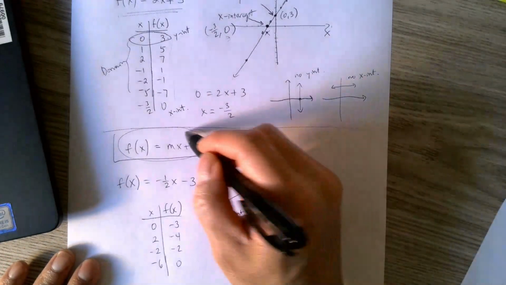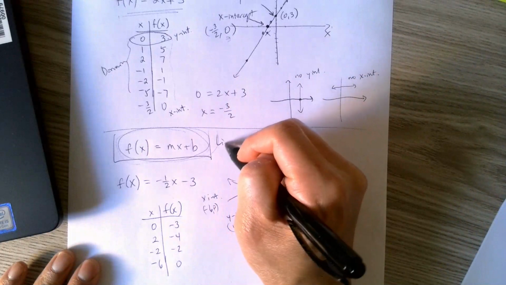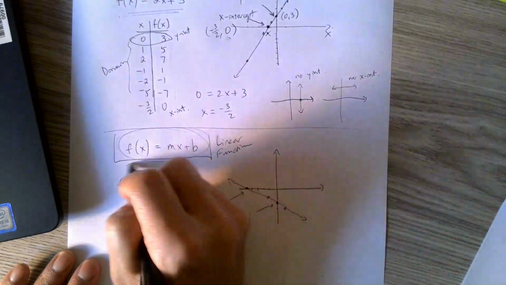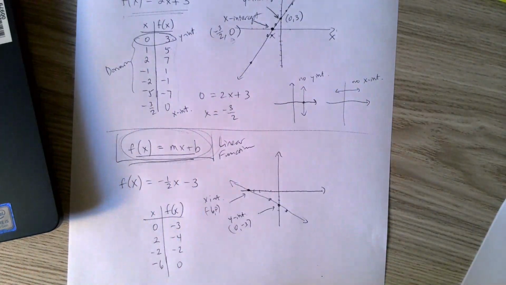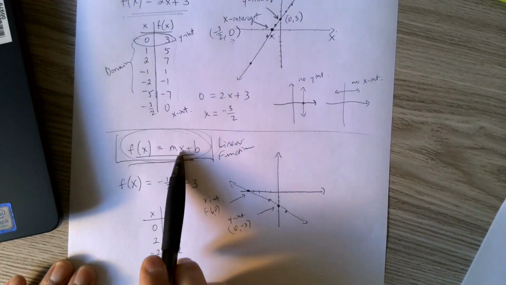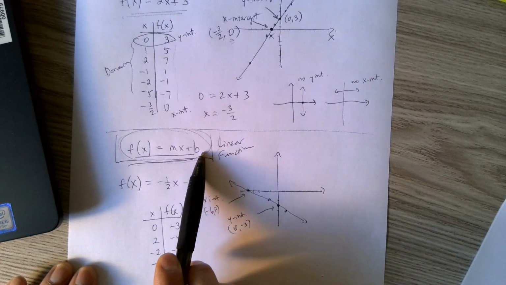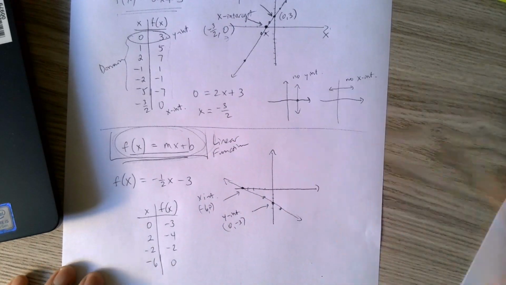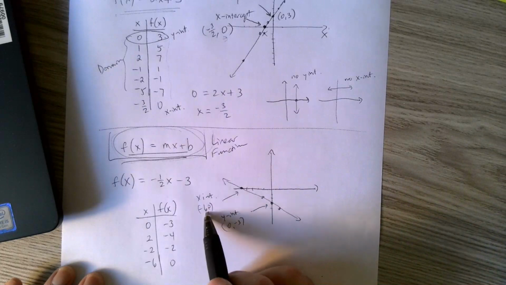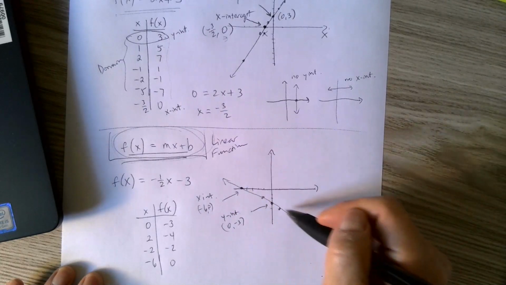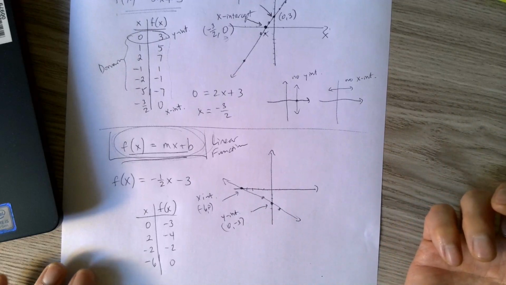So this is the magic formula. This is a linear function. All linear functions can be written like this. There are other forms of a linear function, but for now, memorize this. mx plus b is the general form of a linear function. And this linear function gives us an x-intercept of negative 6, 0, and a y-intercept of 0, negative 3, and then there are a couple other points that we plotted.